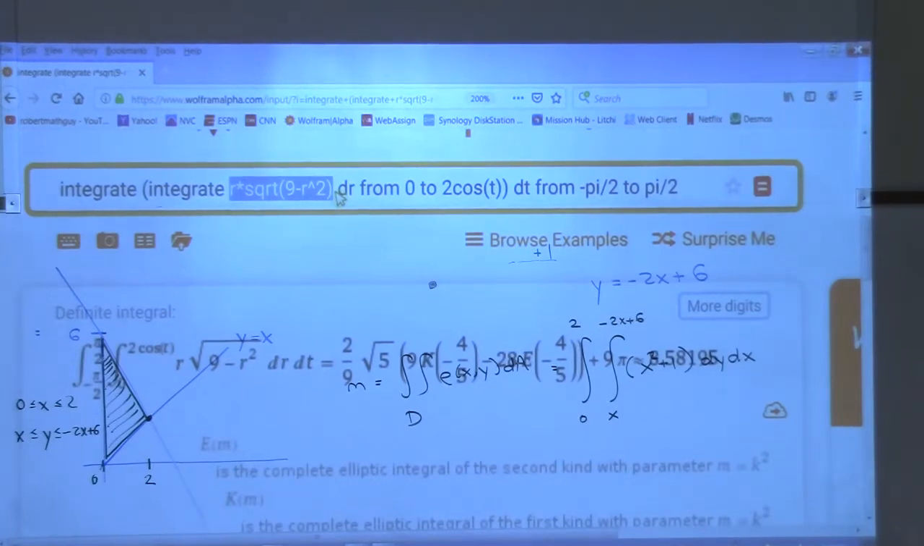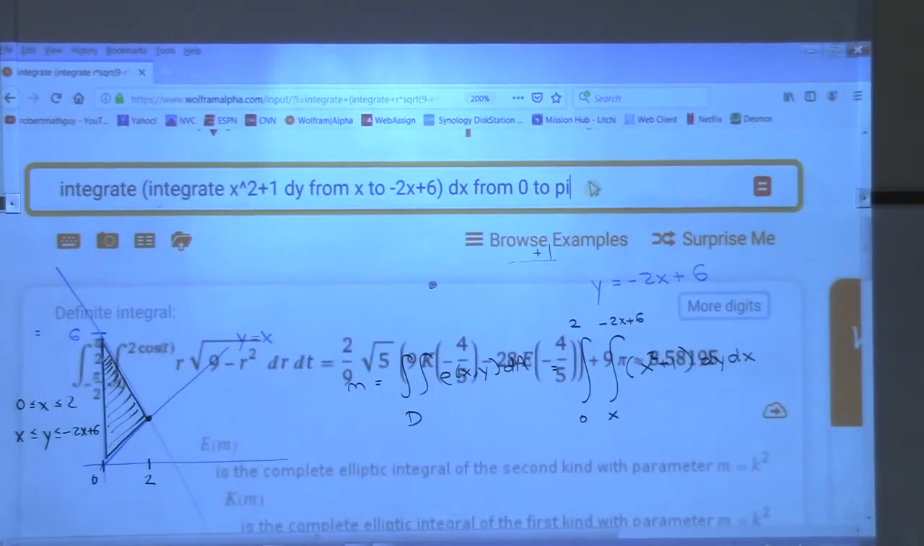So I'm integrating x squared plus 1. I'm doing that with respect to y, from x to negative 2x plus 6. And then I'm integrating that with respect to x, from 0 to 2.